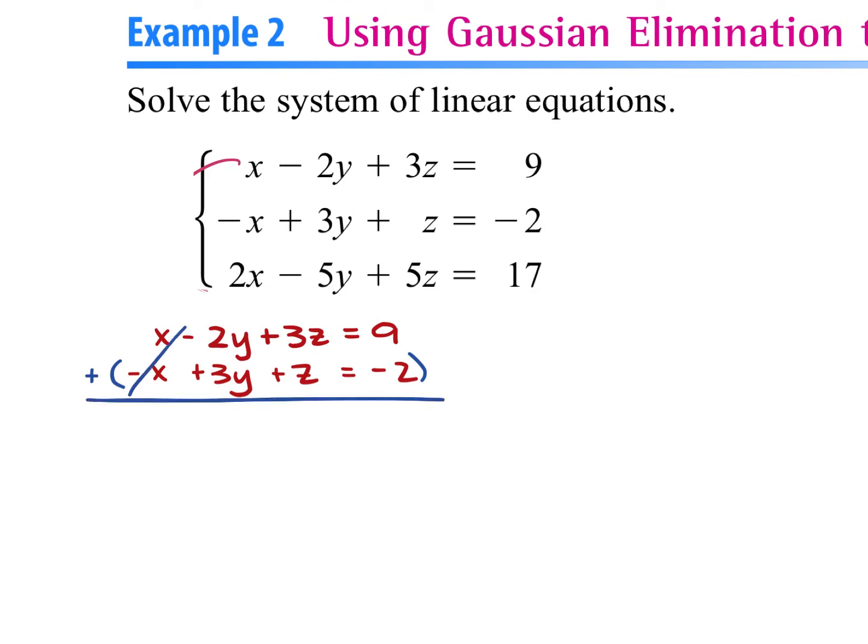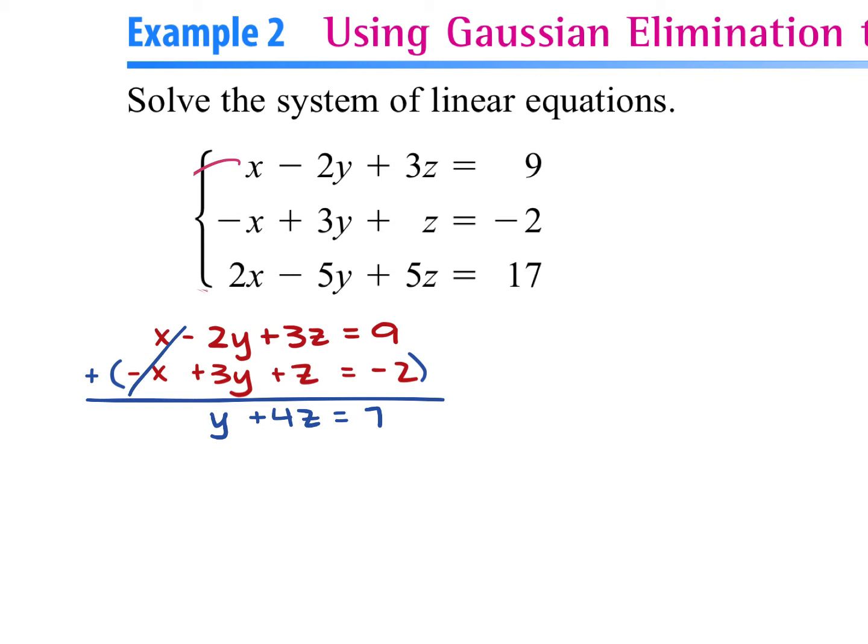You have negative 2y plus 3y is y. Then 3z plus z is 4z. And 9 minus 2 is 7. So you have y plus 4z is equal to 7. From here, you are going to take one of the equations that you've already worked with and the other equation that you have not worked with yet, and do the same thing and eliminate the x values so that way you just have a y and a z.